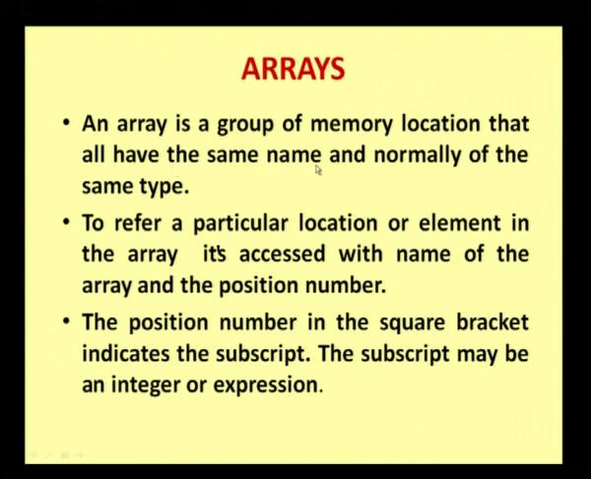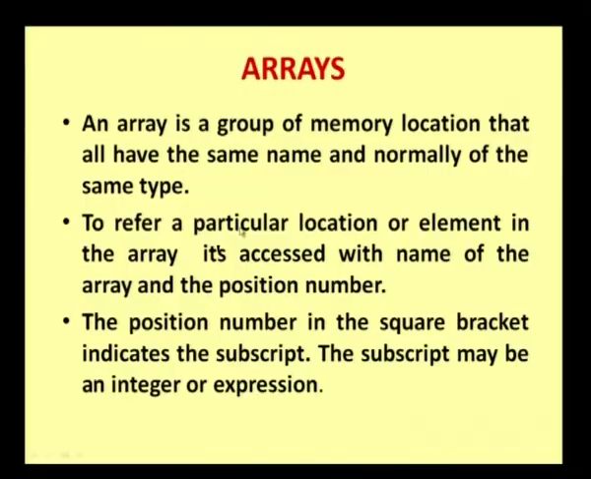Next, the important topic is arrays. What is meant by arrays? When we want to enter more number of inputs at a time, we can go in for arrays. An array is a group of memory locations that all have the same name and normally the same data type. That is, an array is also called a collection of homogeneous data type under a common name. To refer to a particular location or element in the array, it is accessed with the array name and the position number. The position number given in the square bracket indicates the subscript or the array position.